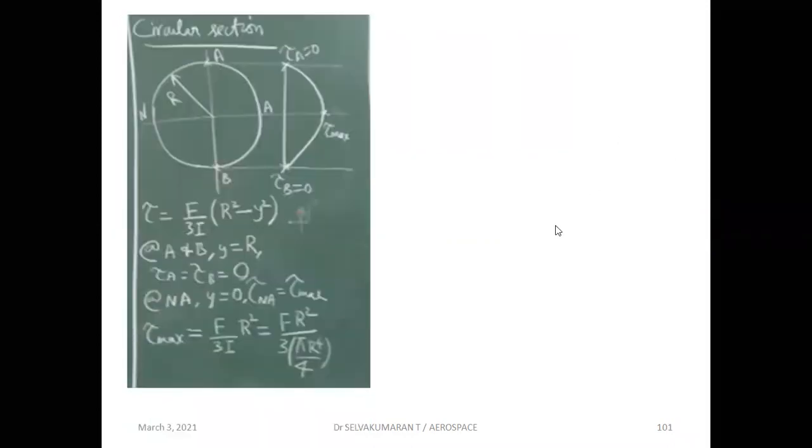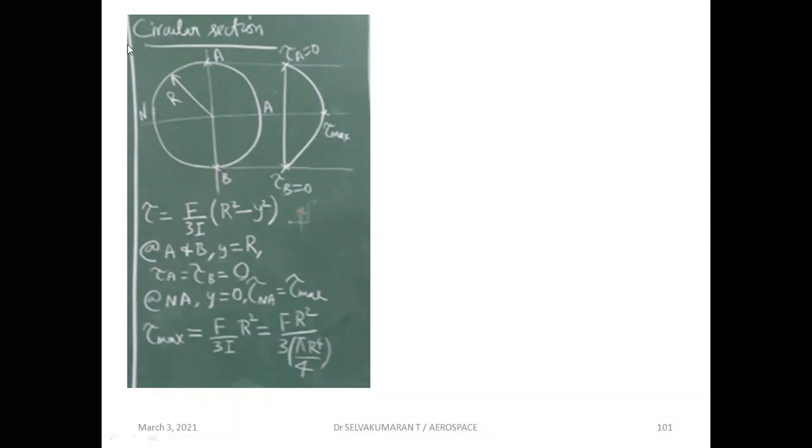Now, when you go to the circular section, let us take a beam of a circular section of radius r. This is our neutral axis. I have taken 2 points, top point A and bottom point B. This is the expression for the circular section: tau is equal to F by 3I into (r square minus y square). So y is nothing but the distance above or below the neutral axis.